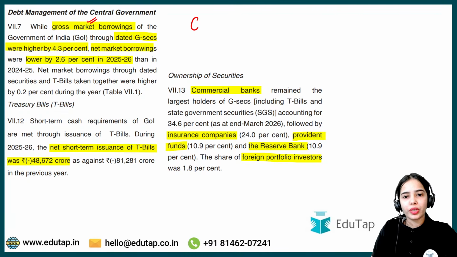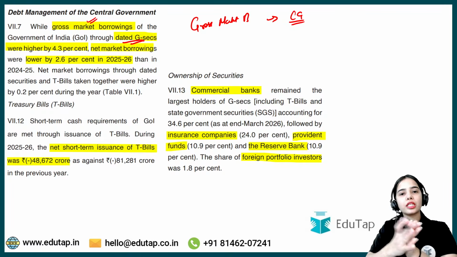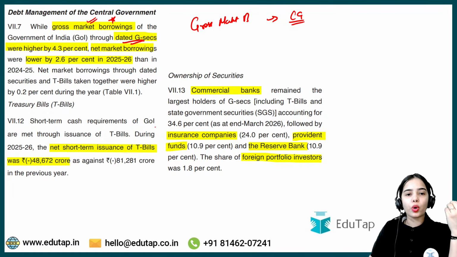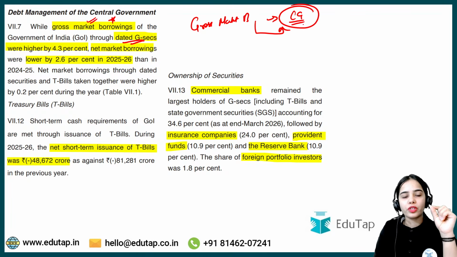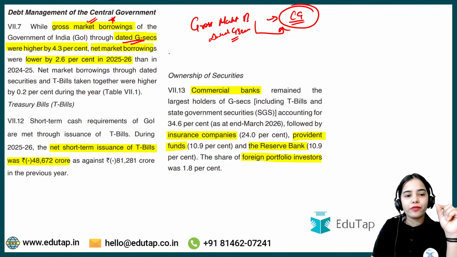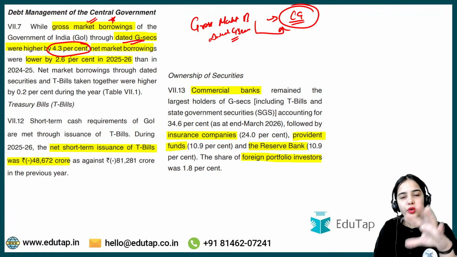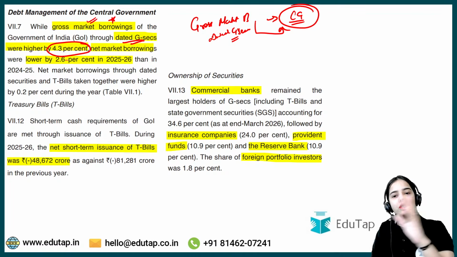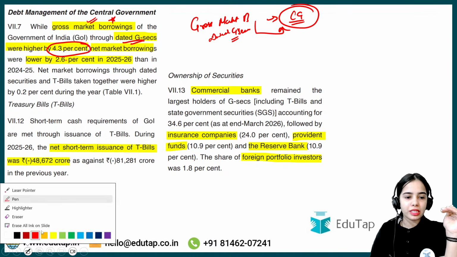Next is gross market borrowings. Gross market borrowings for the central government from dated government securities. Dated government securities are the long-term government securities, 10 years, 15 years and such. So the total gross market borrowings of the government of India through dated government securities were higher by 4.3% in 2025-26. That's it. Gross market borrowings increased by 4.3% for the central government through the dated government securities.